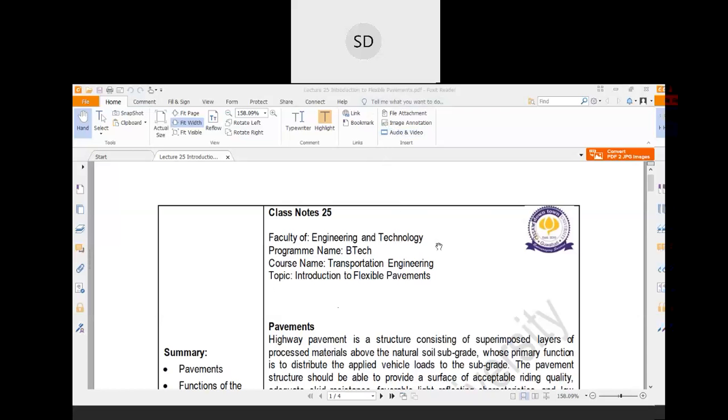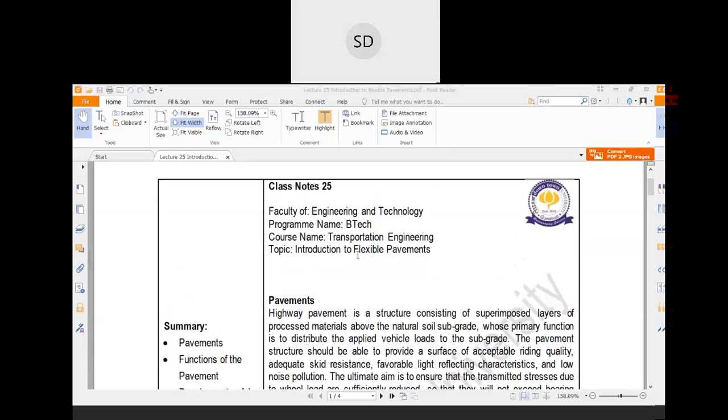Today we'll start introduction to flexible pavements. So in this chapter we'll get to know about the basics of flexible pavements, the different layers of the flexible pavement and their functions, and different types of flexible pavement.